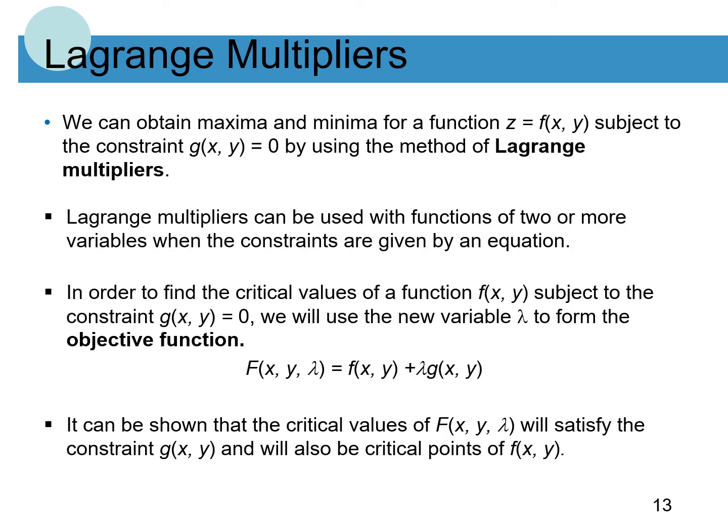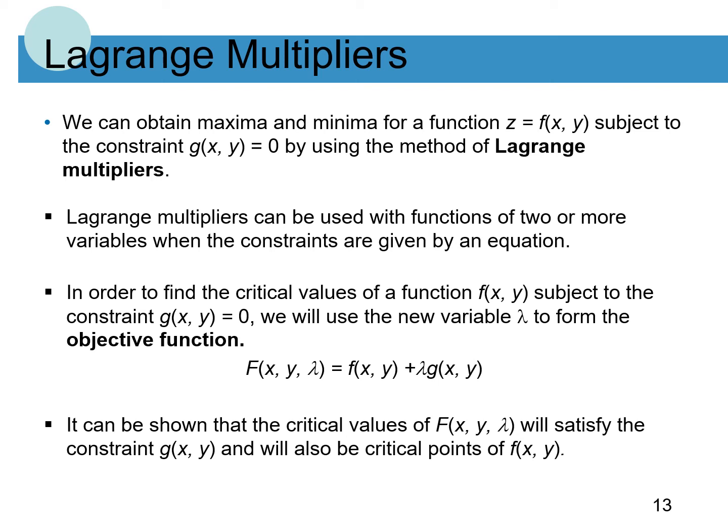Okay, then now we move to the next part, that is on solving sets related to the Lagrange multiplier. So we can obtain maxima and minima for a function z equal to f of x, y subject to the constraint g of x, y equal to 0 by using the method of Lagrange multipliers. Lagrange multipliers can be used with functions of 2 or more variables when the constraints are given by an equation.